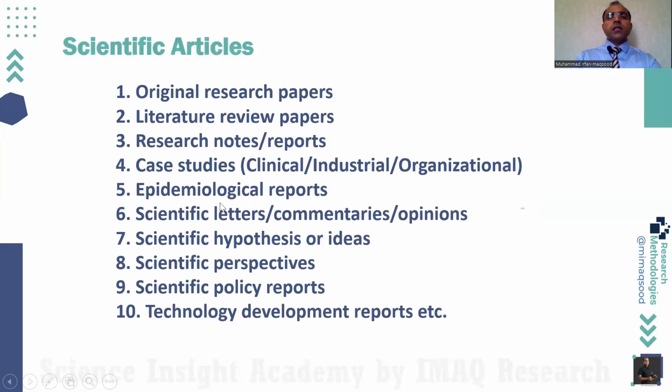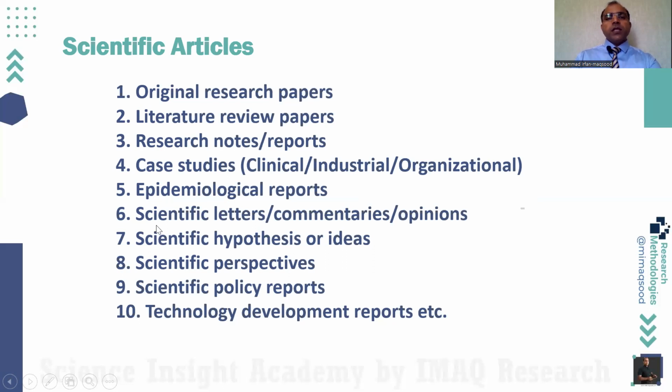So scientific articles, we have several types of scientific articles as we discussed, and we will discuss further in future lessons also. The top 10 scientific articles include, for example, original research articles, literature review papers, research notes, case studies, epidemiological reports. You can find all the basic introductions of these kinds of research papers on our Science Insight Academy YouTube channels, because we have described the important components of all these papers and the common mistakes while you are writing these kinds of papers.